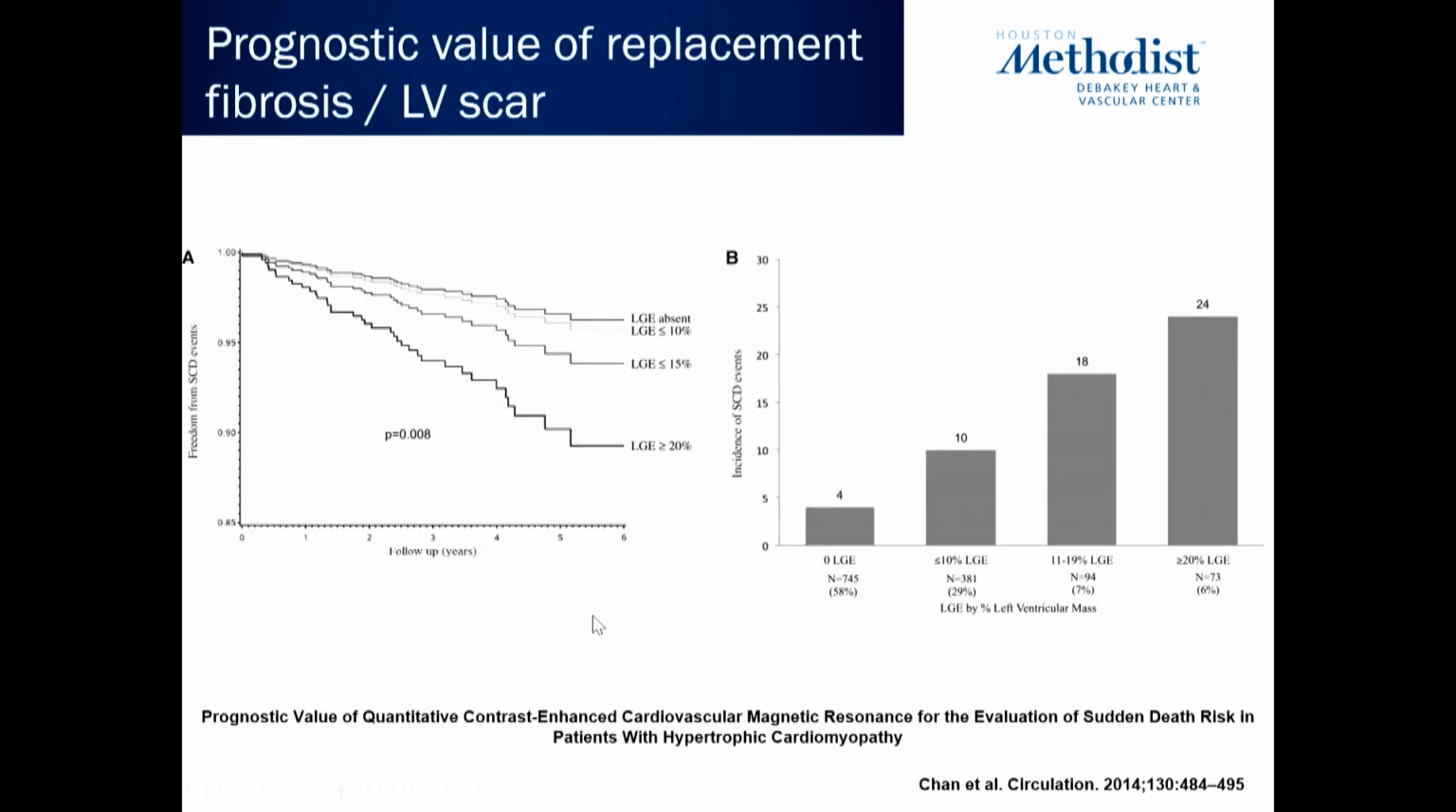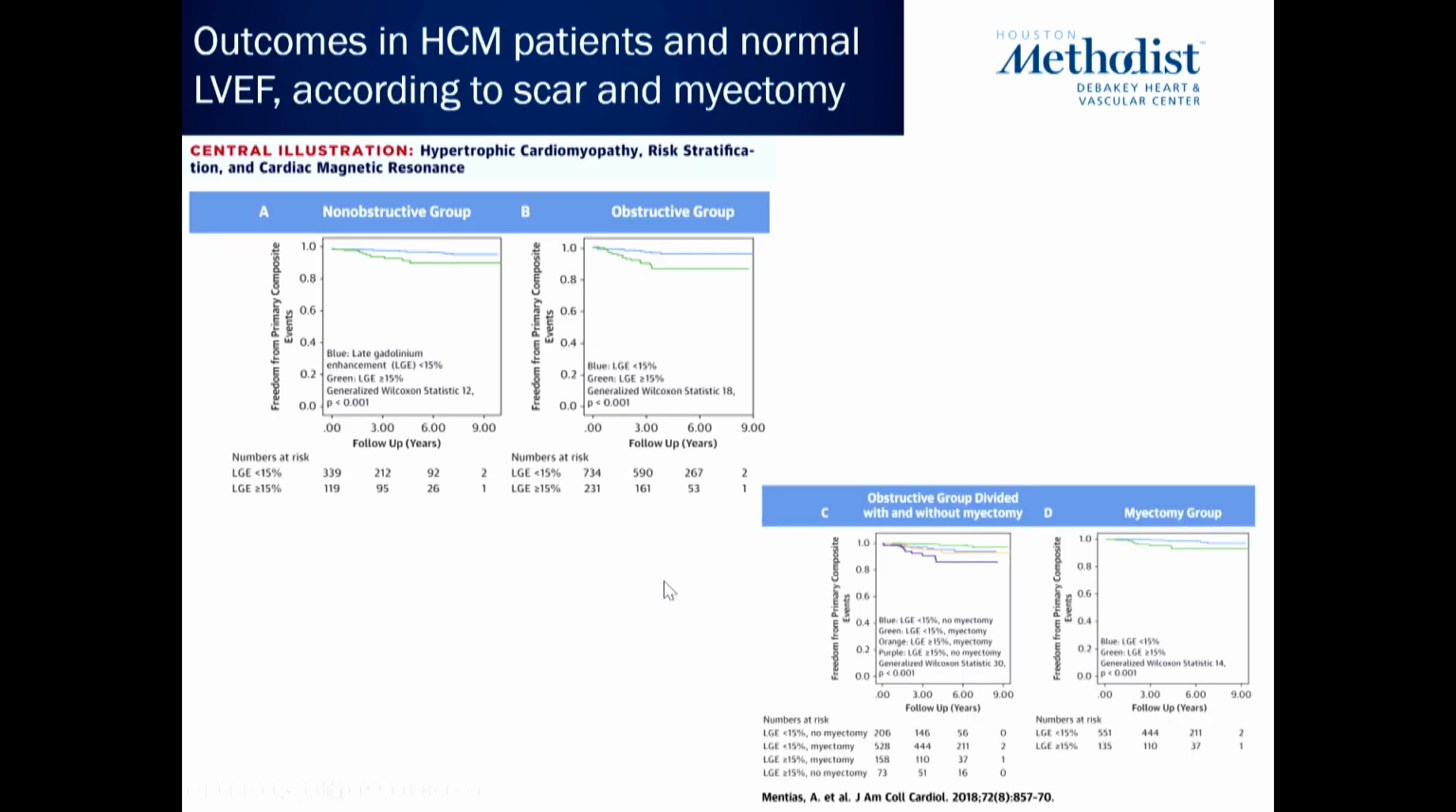And as Dr. Nagueh showed, once your scar burden gets to a higher level, 50% or so, then your risk of sudden death becomes meaningfully higher than those without scar. This was also shown in multiple series since then. This is a series that took people with normal EF and what was considered low to moderate risk HCM. And they show essentially stratified by getting myectomy versus not.